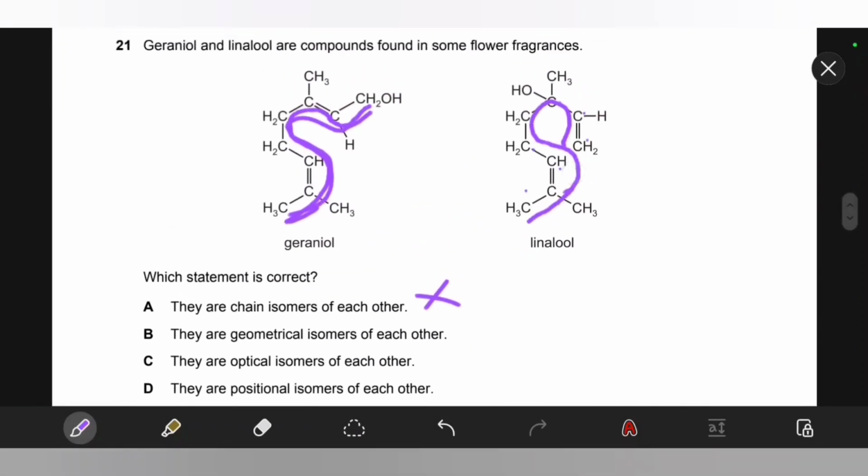They are geometrical isomers of each other, meaning cis-trans. Let's check. There is a double bond here, and there's a double bond here. There are totally different groups attached. They are not geometrical isomers of each other. They're optical isomers of each other. Let's see if there are any chiral carbons.